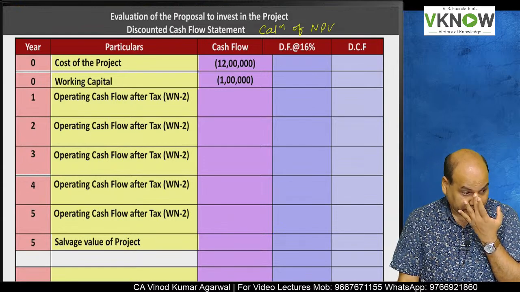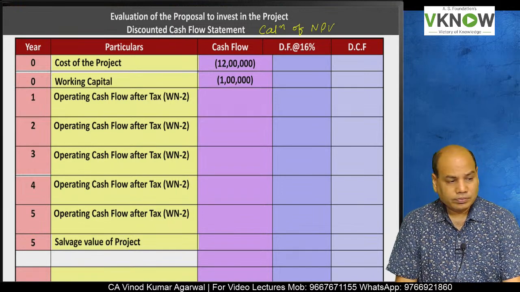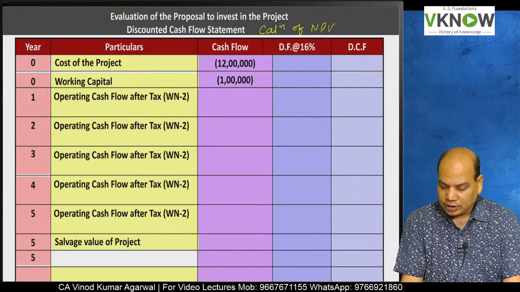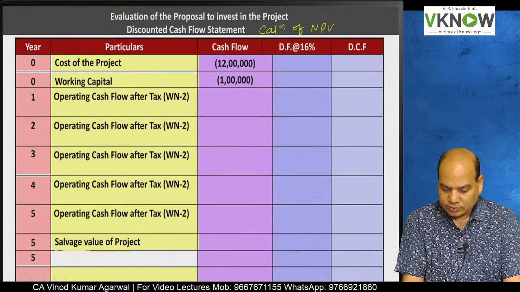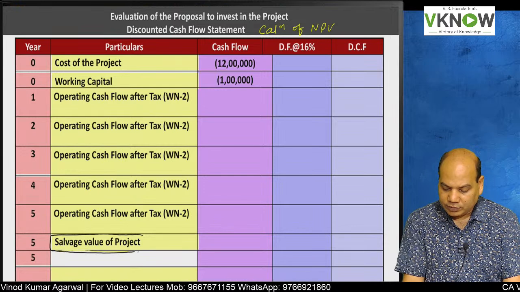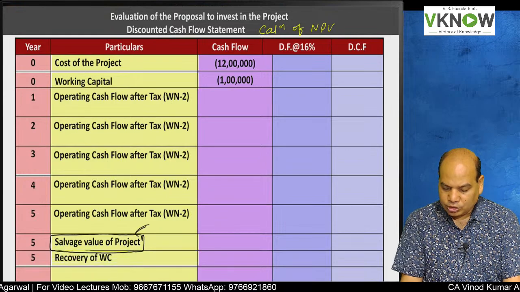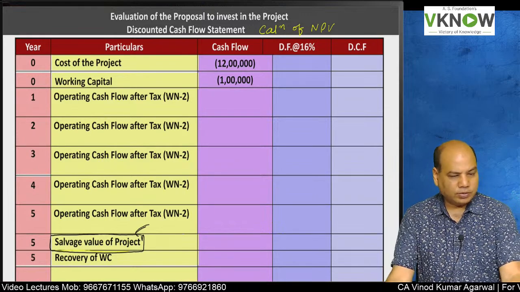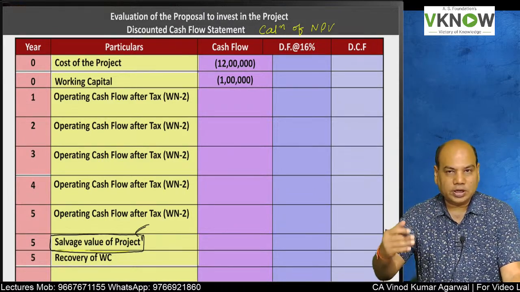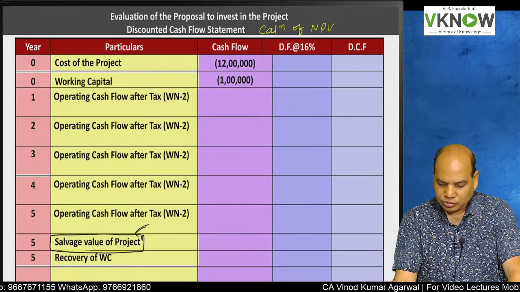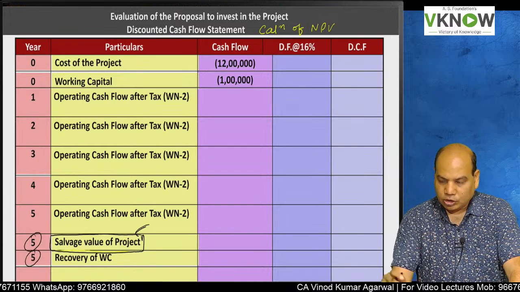Then write down year 5, one more cash flow: salvage value of the project. But that amount we will write later, because I need to find out what will be WDV after 5 years. And one more thing, write down recovery of working capital. Amount will be written later, not 1 lakh, because some more working capital was added in the project. So don't worry, these two figures will also come later.